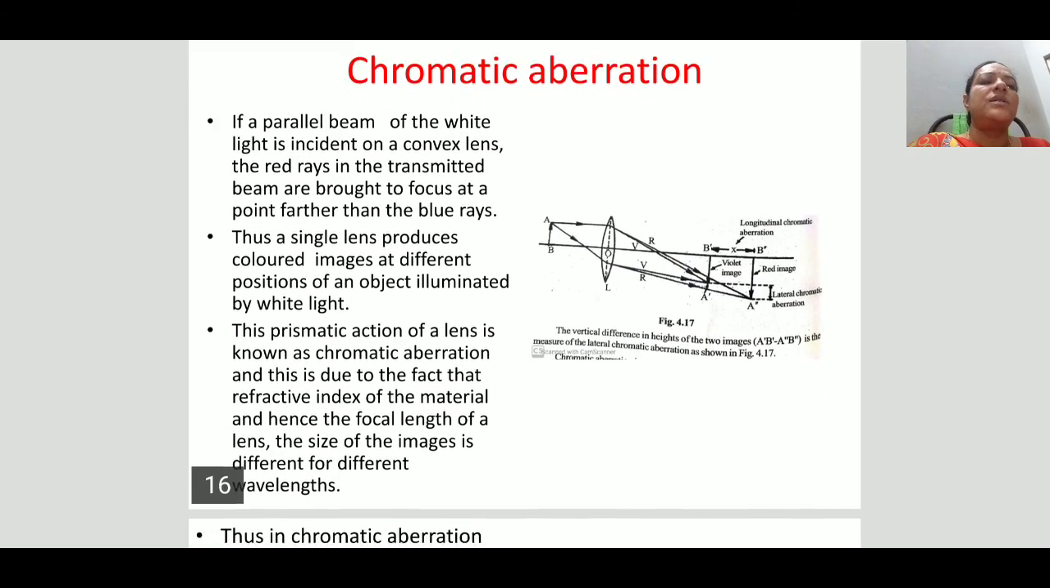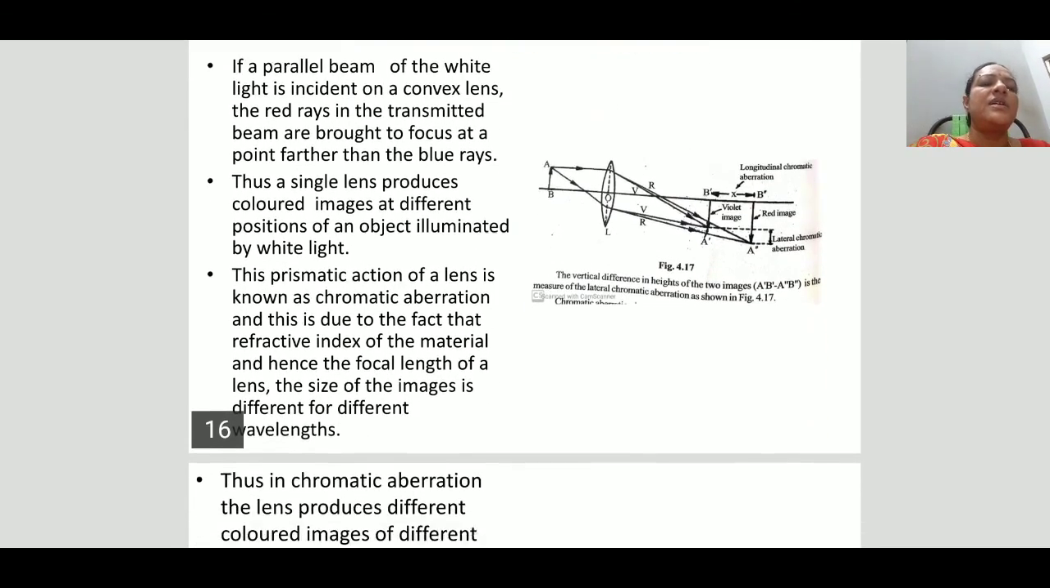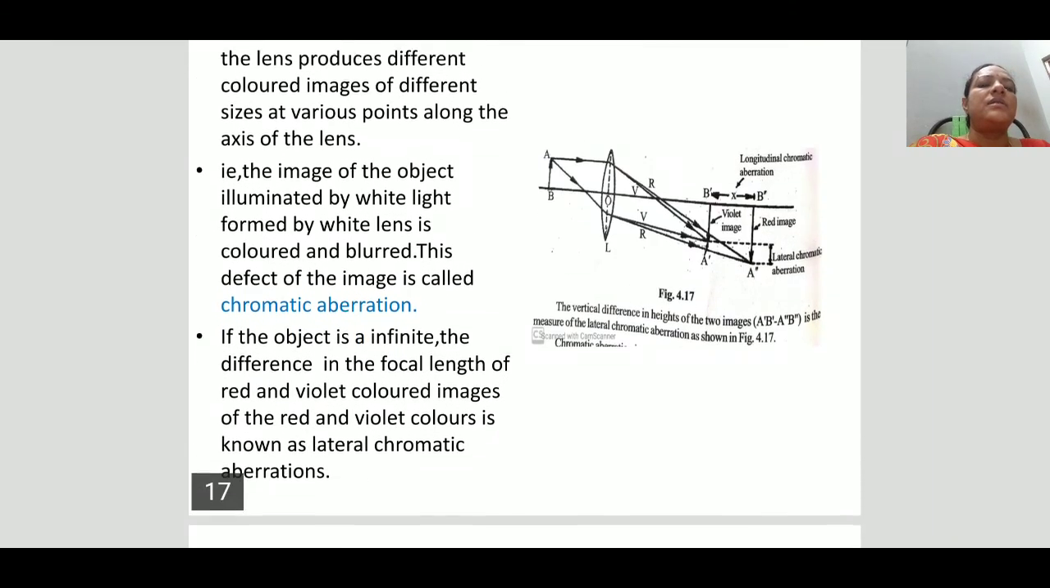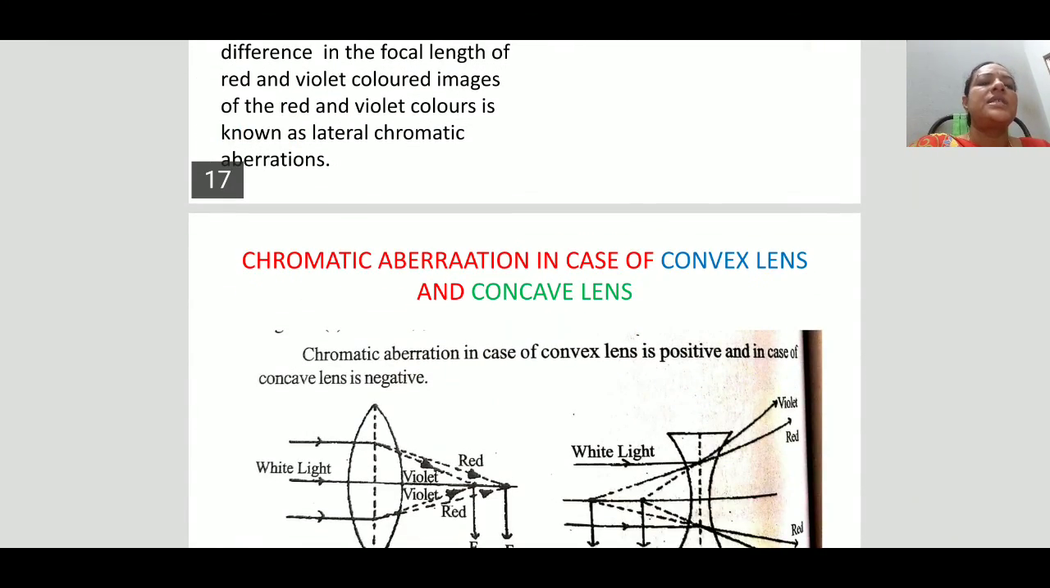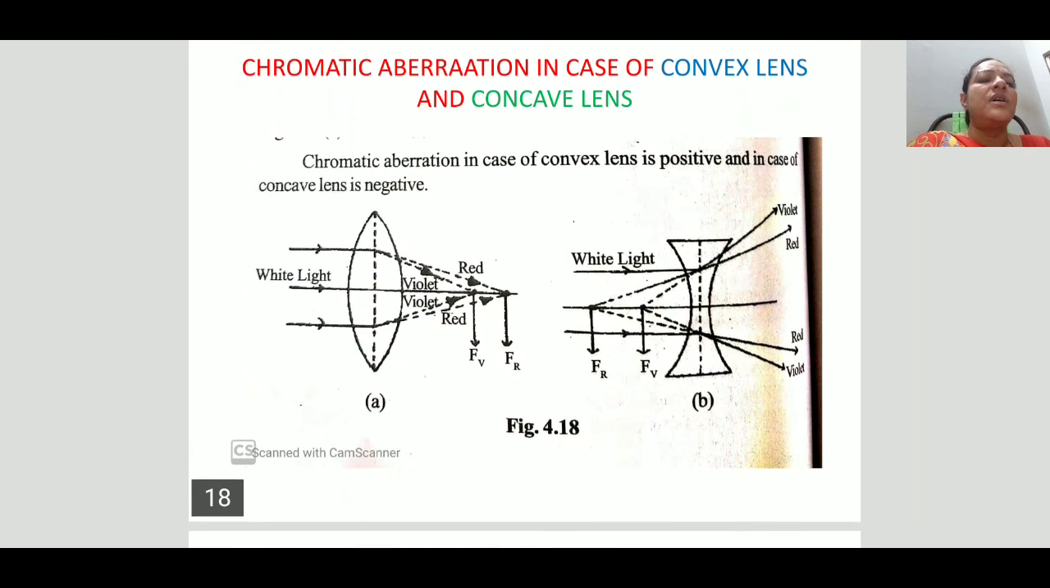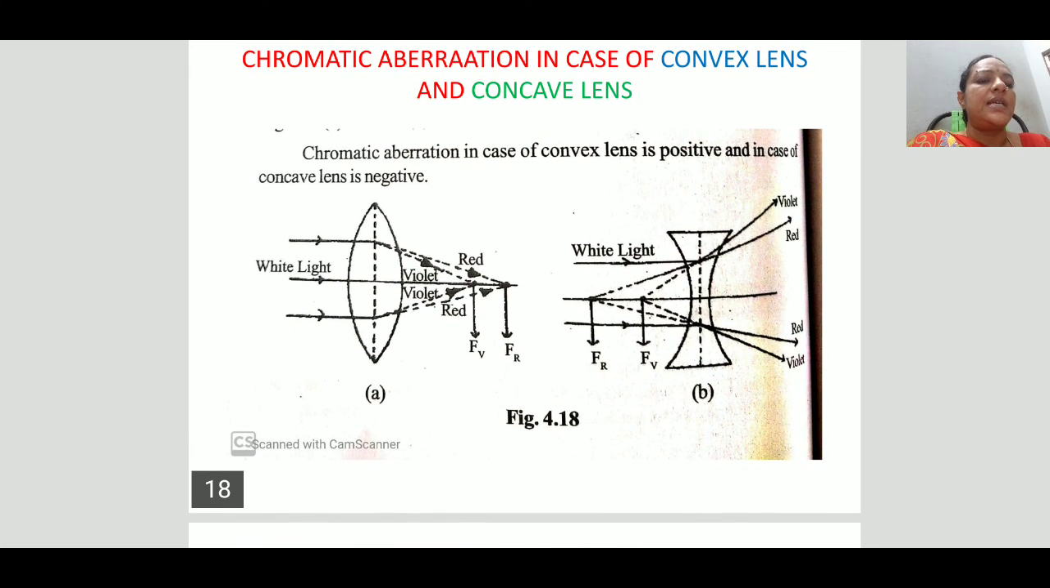Next, chromatic aberration in the case of a convex lens and in the case of a concave lens. This is today's class. Let us continue tomorrow the remaining part of this lesson.